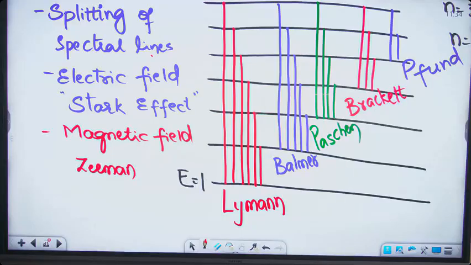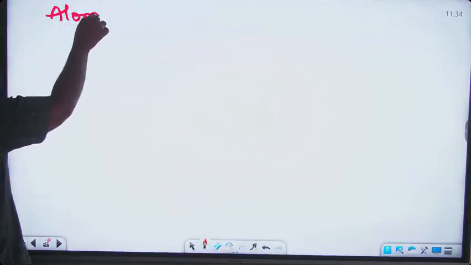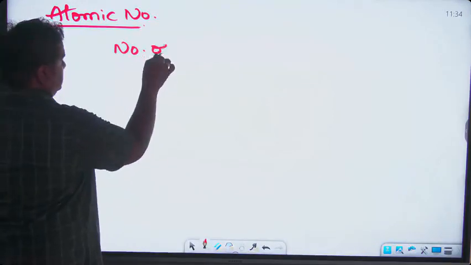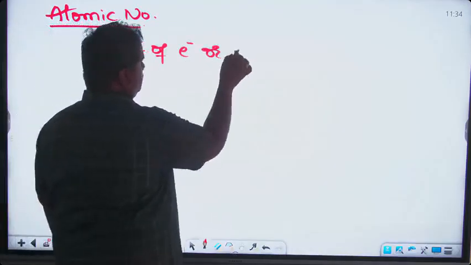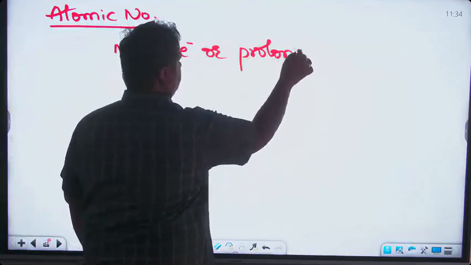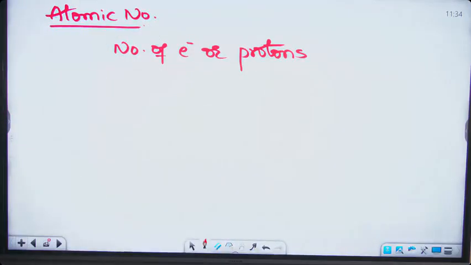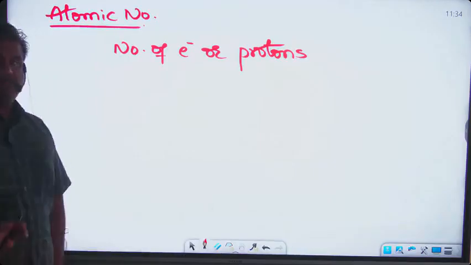Done? Then based upon these atomic models, we talk about some basic fundamental things. First, we talk about atomic number. Now, how do we define atomic number? Or what is meant by atomic number? Atomic number is the number of electrons or protons in an atom. According to the school textbook, this is the definition.